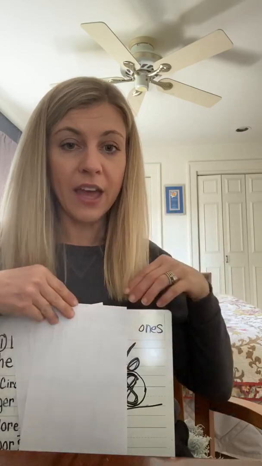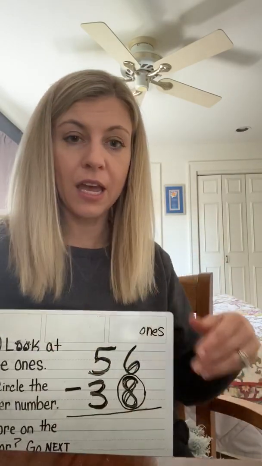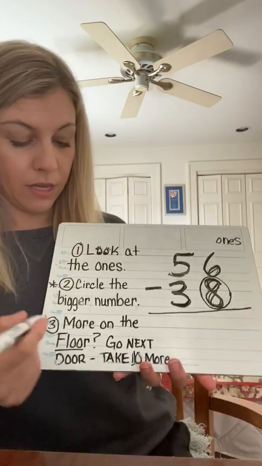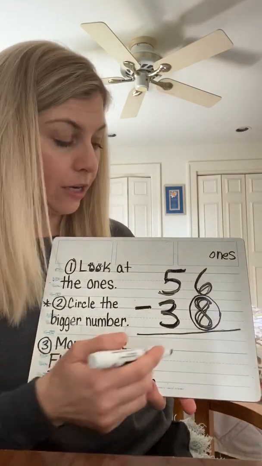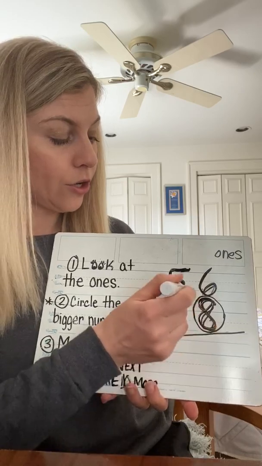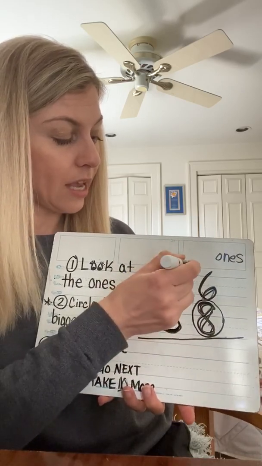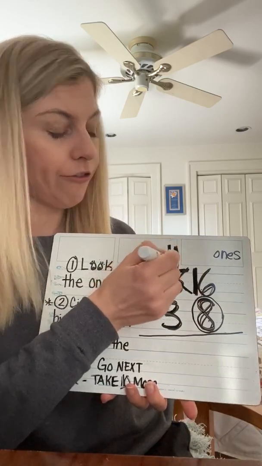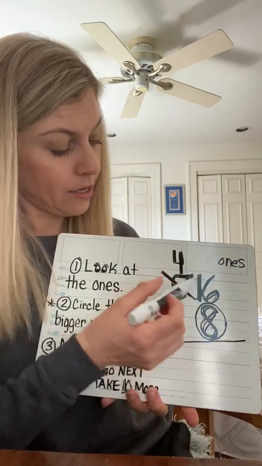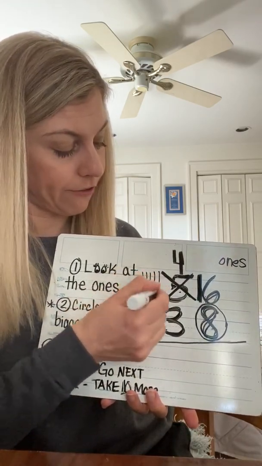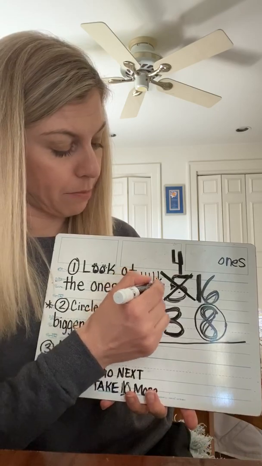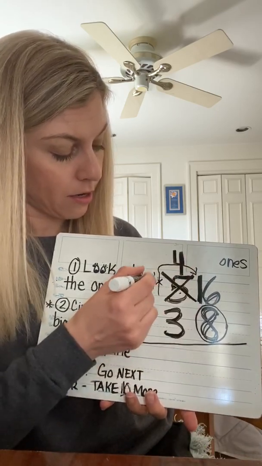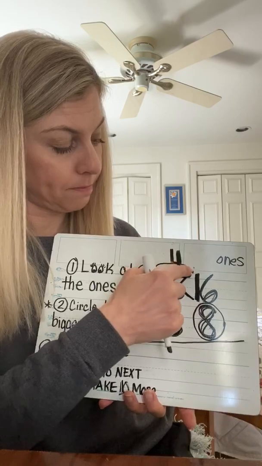So again, if I had 6 fingers, I can't take away 8. 1, 2, 3, 4, 5, 6. That's why I have to borrow a group of 10 to help that 6. So then we say, okay, more on the floor. All right, here we go. More on the floor. Go next door. Take 10 more. The 5 becomes a 4. Okay, so that was 1, 2, 3, 4, 5 groups of 10. I had to borrow one that went over there, and that left 4.